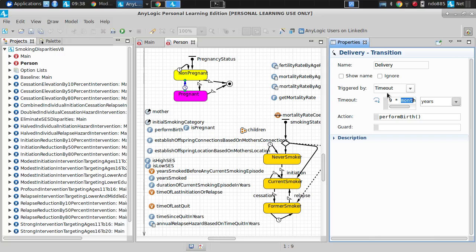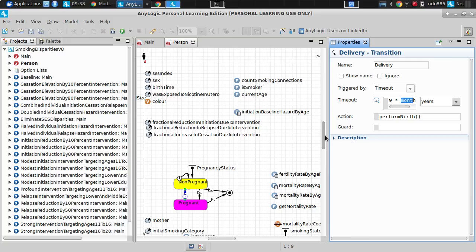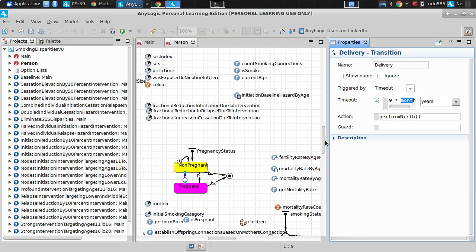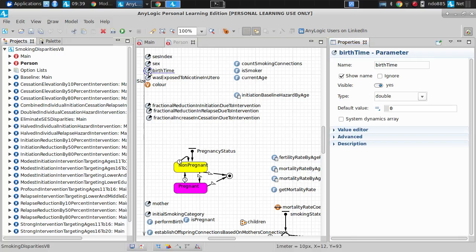We could have specified it as a hazard rate, but we decided that for simplicity, we do it as a timeout. So this describes sort of a theory of personhood, but there's some other aspects of that theory. For example, there's some information about their socioeconomic status, the sex of the person, obviously of great significance here for pregnancy, the birth time, when they were born, the equivalent of birth date that we might see in administrative data, whether they were exposed to nicotine in utero.